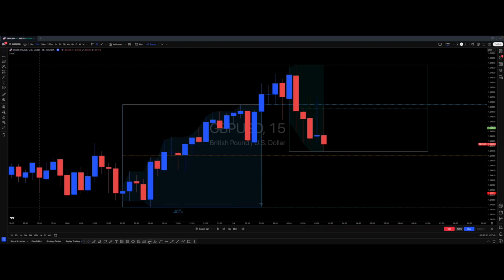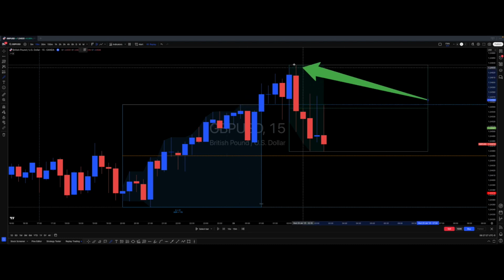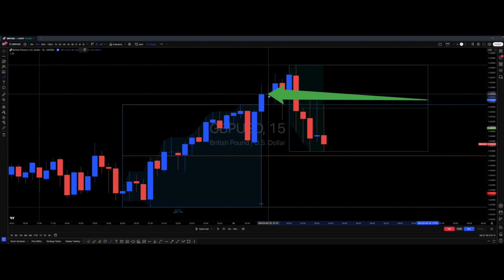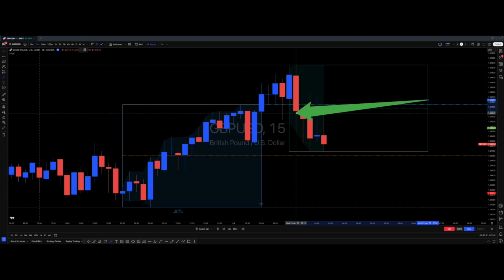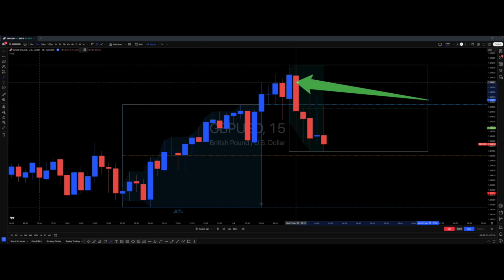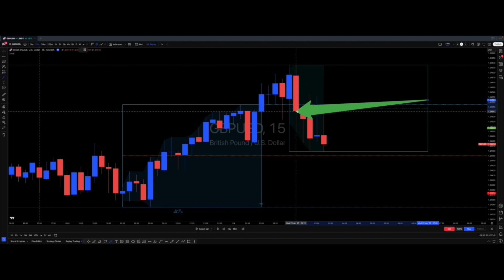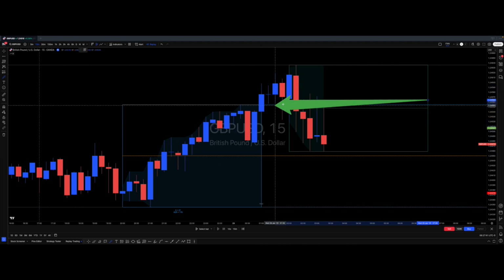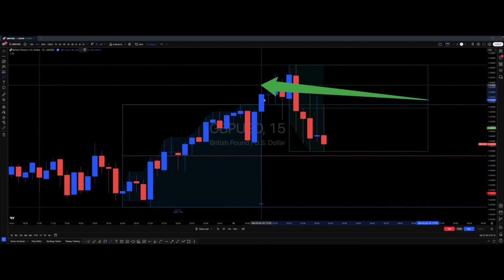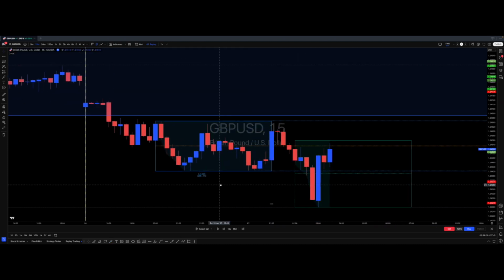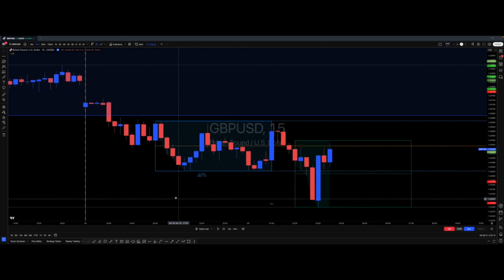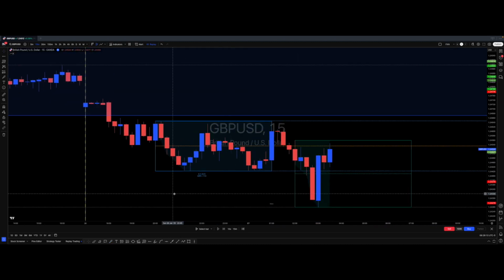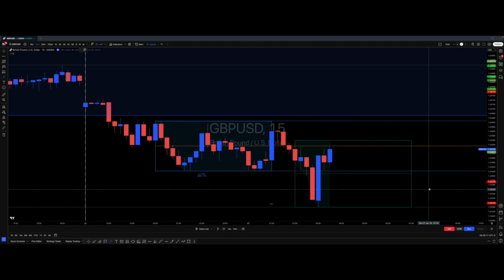Here's another example. Again, manipulation. This time they're grabbing the orders at the top, and you can see what happens. As soon as they have what they need, you get a nice railroad track, and then price continues to go down. This right here is the manipulation. You can look at any chart on any pair and you'll see the same thing over and over again. It's there every single day.